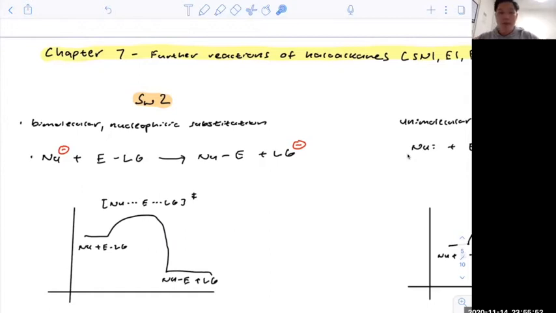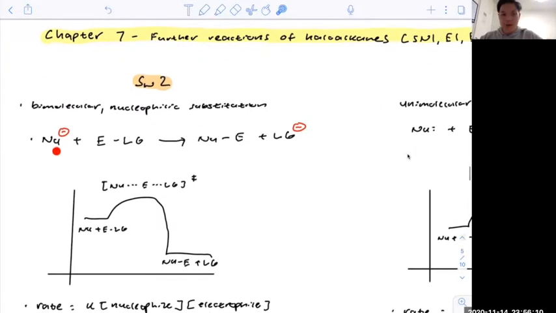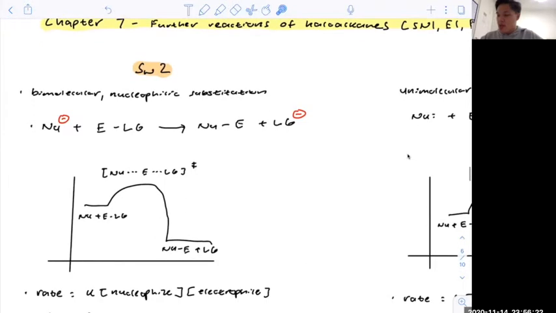So let's go back to the chapter that we learned, chapter 6, which was reactions of haloalkanes. We learned our first reaction mechanism, which was the SN2 reaction. And we know that it was a bimolecular nucleophilic substitution. This is the general reaction scheme where you have a nucleophile, you have an electrophile, and then a leaving group. And then the leaving group was substituted by the nucleophile, and then the leaving group left. This was the reaction coordinate right here.